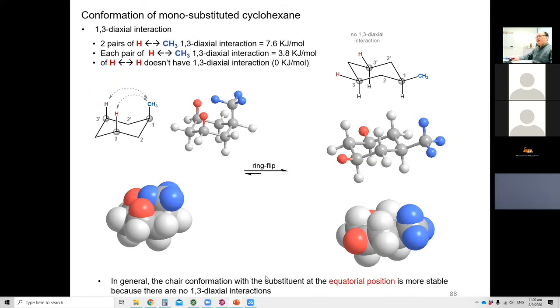This is the conclusion: in general, the chair conformation with the substituent at the equatorial position is more stable because there is no 1,3 diaxial interaction whatsoever.